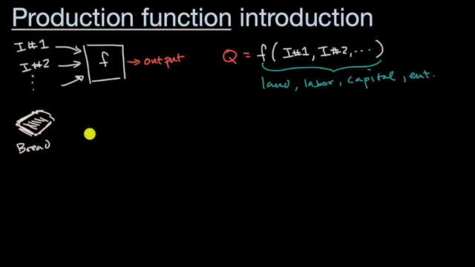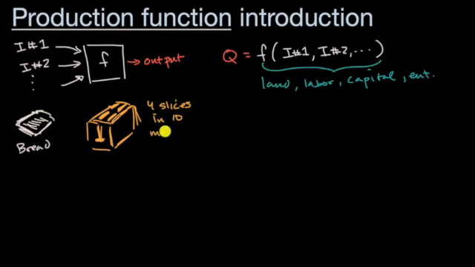Now you're also going to need a toaster, at least one toaster, or toasters I should say. And let's say the toasters that we use for this operation can toast 4 pieces of bread at a time. And it takes 10 minutes to do that. 4 slices in 10 minutes.